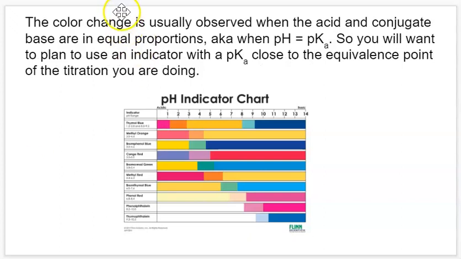And the color change is usually observed when the acid and the conjugate base are in equal proportions, which we also know means when the pH is equal to the pKa. So when you're planning a titration experiment, you're going to want to pick an indicator that has a pKa close to the equivalence point of the titration that you're trying to do. Remember, the equivalence point is when the unknown acid is going to be equal to the concentration of the base that you added, or vice versa.